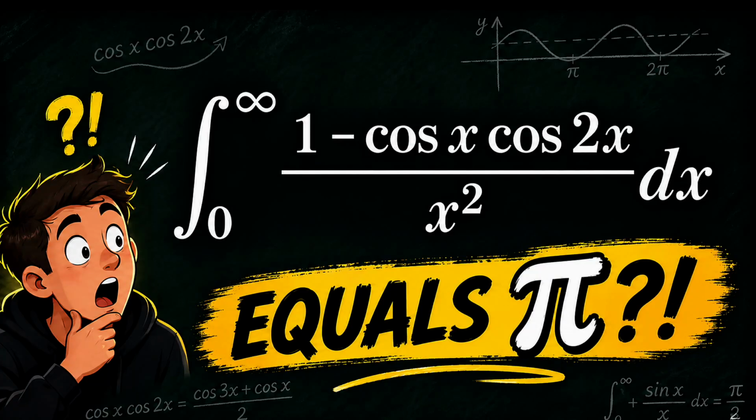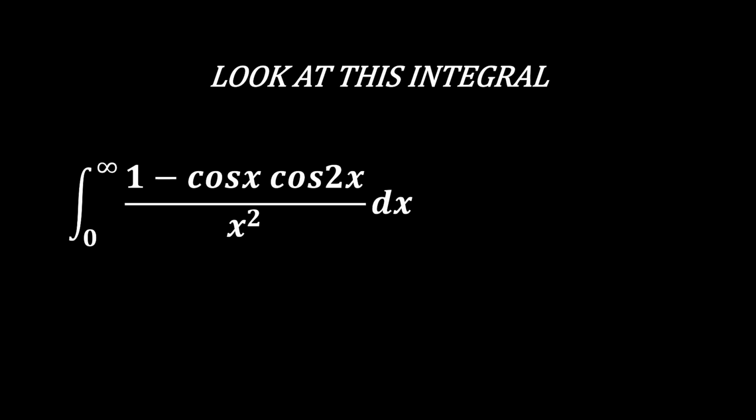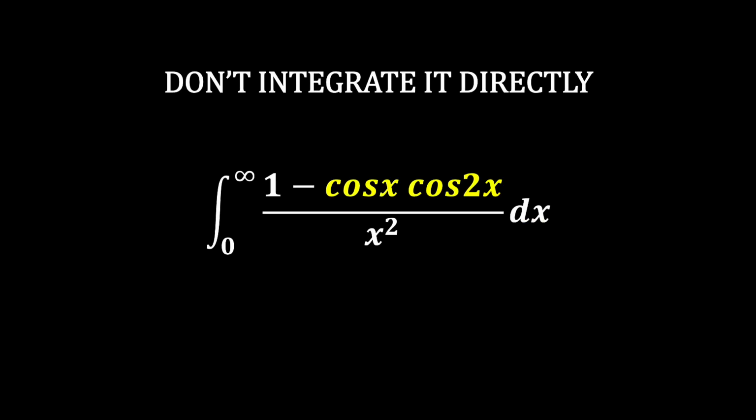Look at this integral. It runs all the way to infinity, has 2 cosines, and an x squared in the denominator. Yet the entire thing equals exactly pi. The trick is not to integrate it directly.